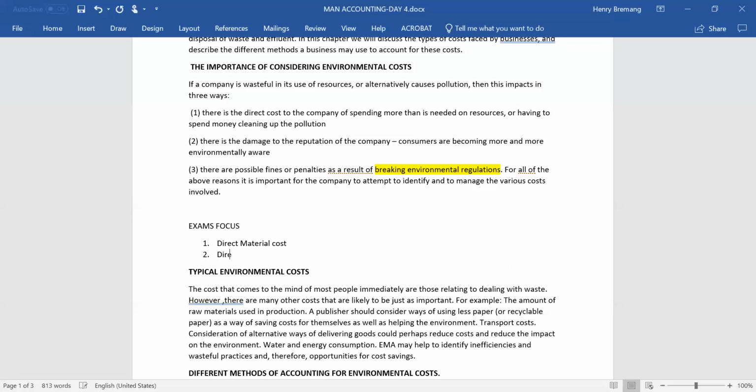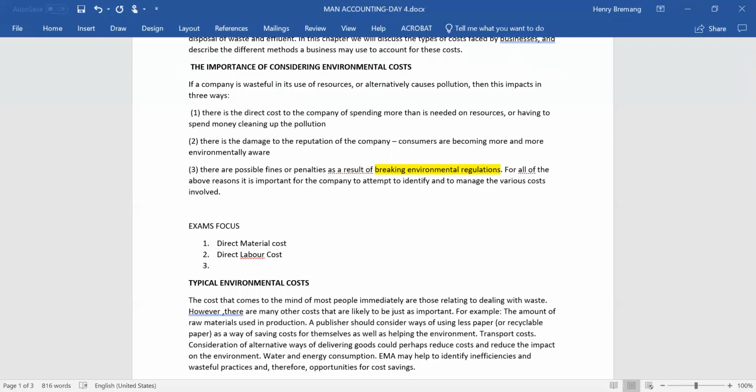Second, there is going to be the calculation of direct labor cost. And lastly, there is going to be a calculation of overhead cost. So overhead cost will be the next thing to calculate. Environmental costing is not a new thing, apart from the theories behind the topic. The calculation in terms of exams is technically the same as what we have looked at.